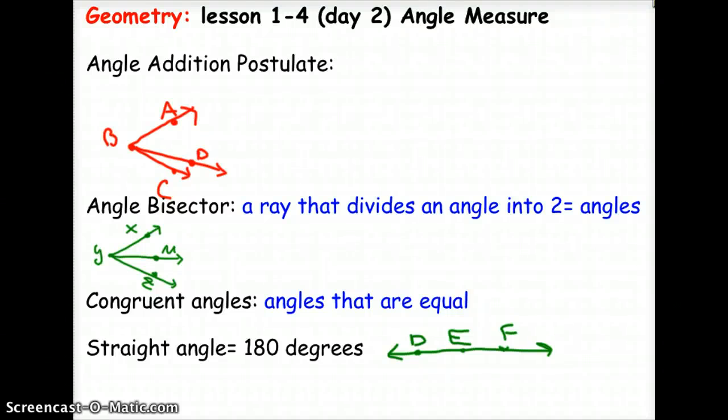Hello, geometry students. Today during class, you looked at the angle addition postulate and angle bisector in Sketchpad. And so now let's go ahead and talk about what the angle addition postulate is.